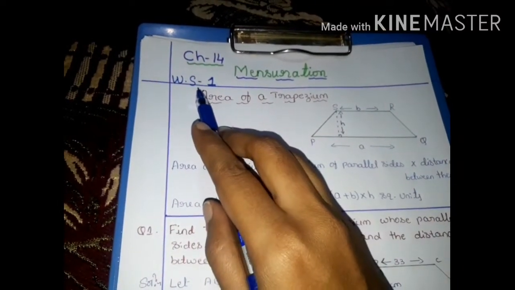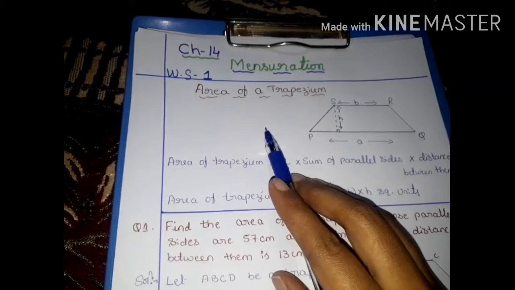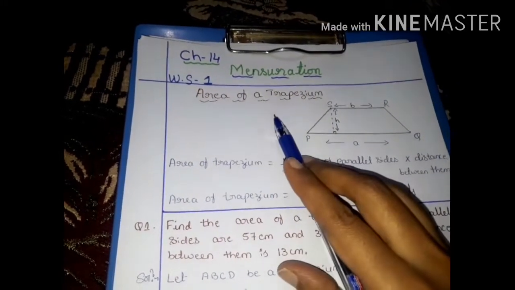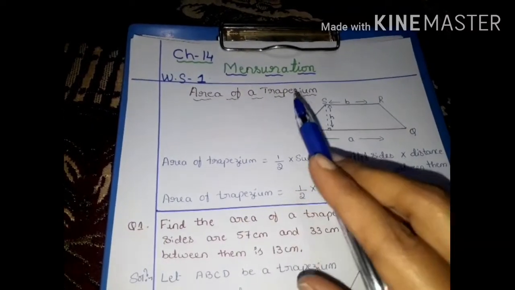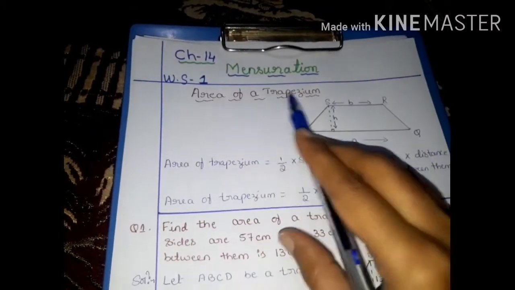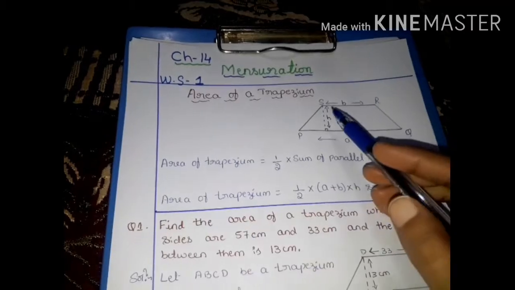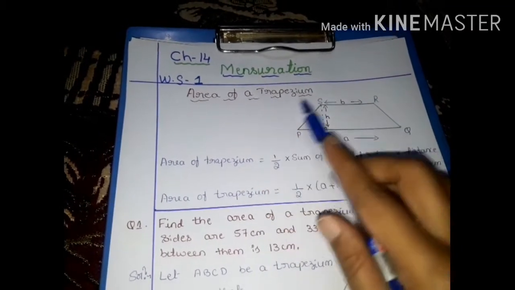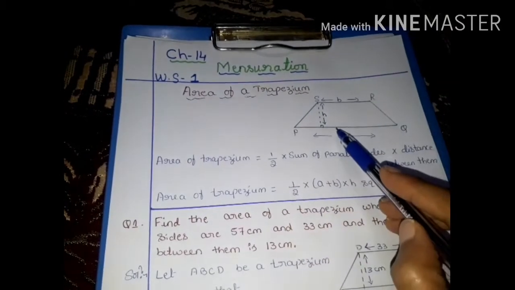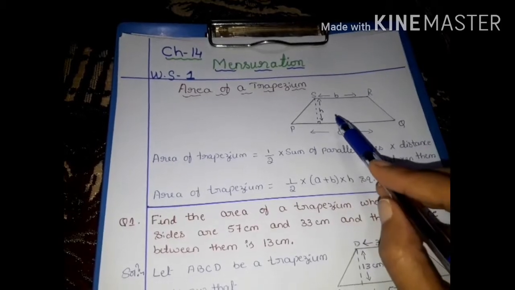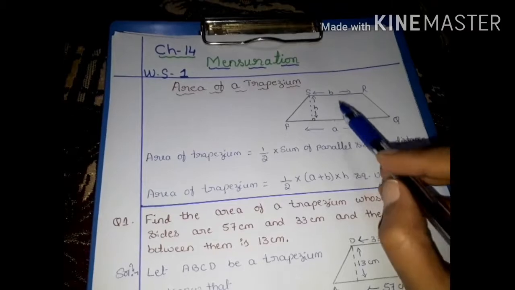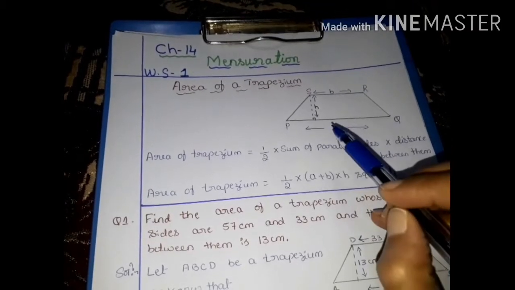Under worksheet 1, we are going to solve problems related to trapezium. To solve worksheet 1, first we have to know the formula to find the area of a trapezium. Before learning the area of a trapezium, let us know about trapezium. Trapezium is a closed figure having four sides. It is one type of quadrilateral where one pair of opposite sides are parallel to each other.